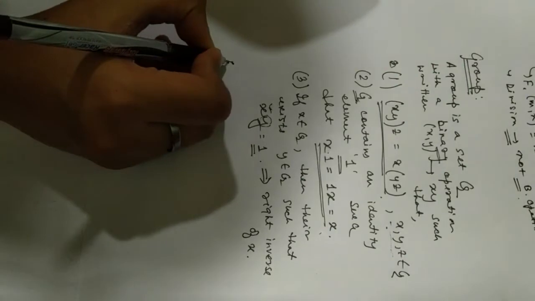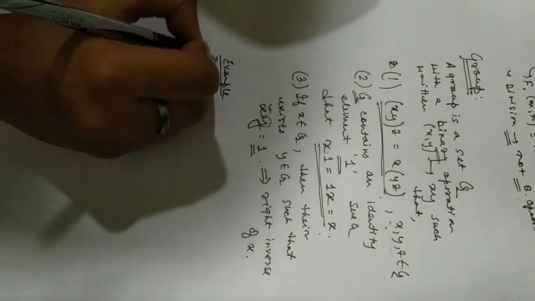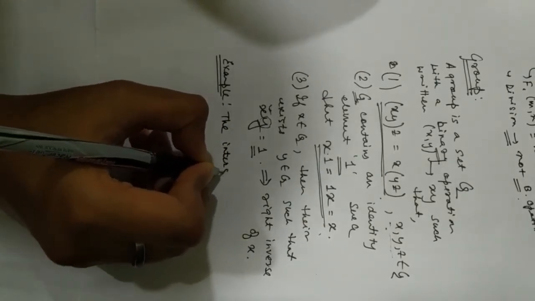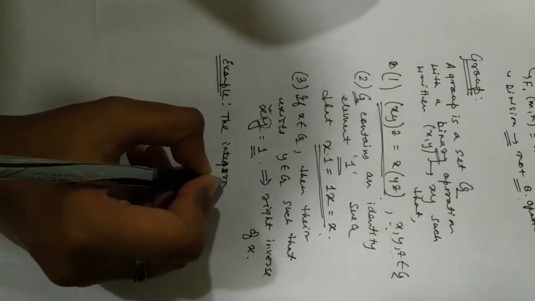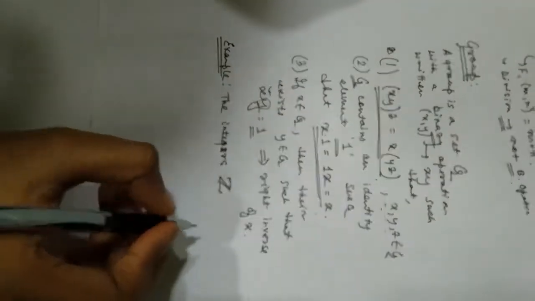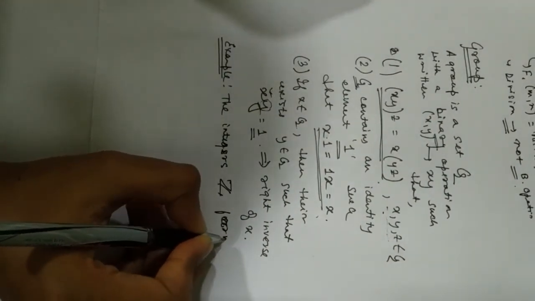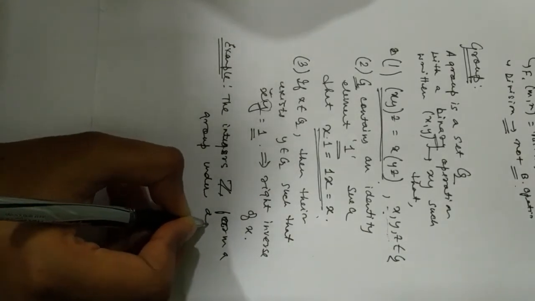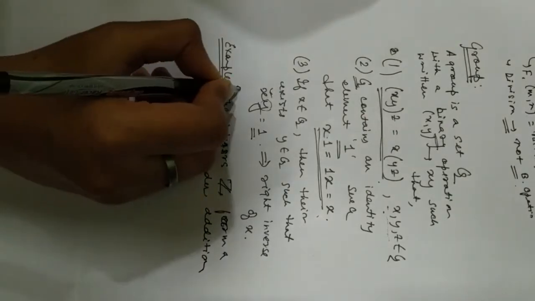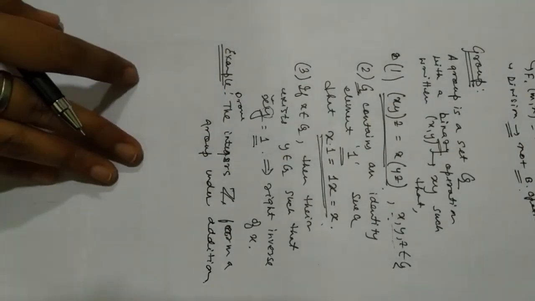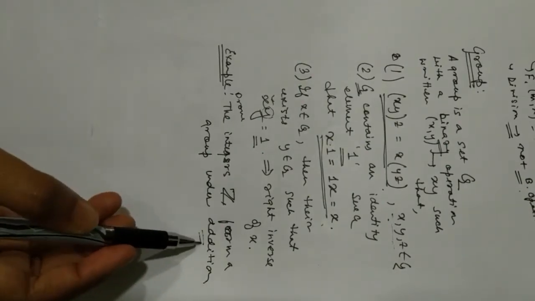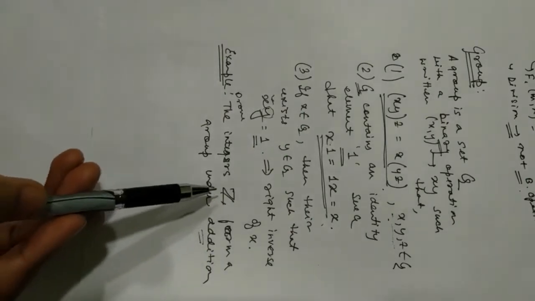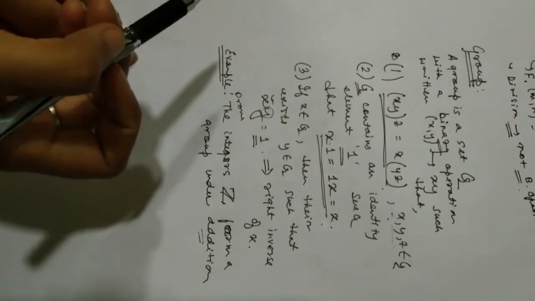Say for example, the set of integers Z form a group under addition. Prove that the integers form a group under addition. So like I have already said, a group needs to have elements and a binary operation. So these two things need to be defined, right?